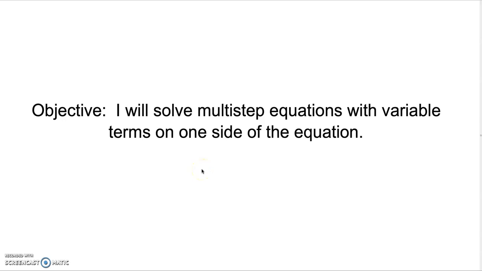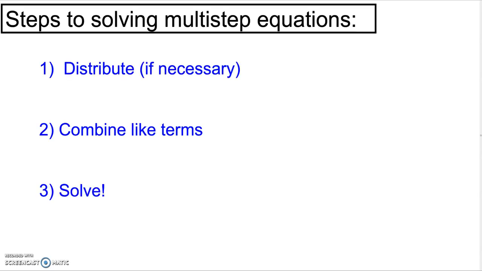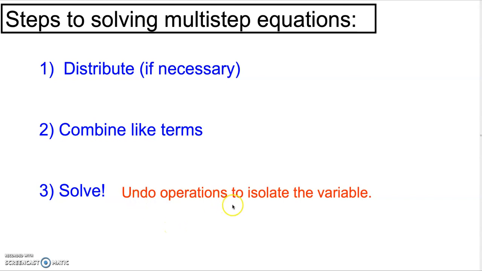In this video, we will solve multi-step equations with variable terms on one side of the equation. In order to solve this type of an equation, we need to follow these steps. We're going to distribute if we have to, combine like terms, and then solve. By solve, we mean undoing the operations that are present to isolate the variable. We're trying to find the unknown number's value.